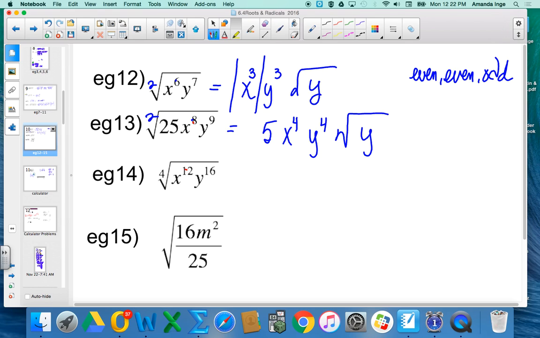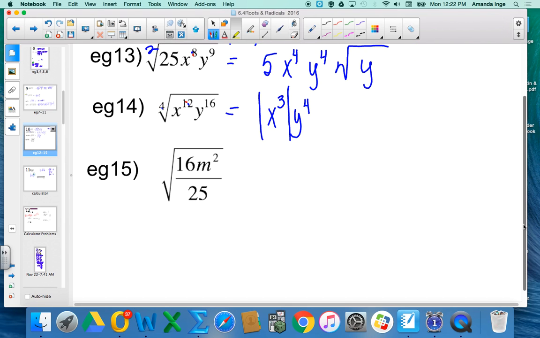On the next one, if I divide 4 into 12, I get 3. If I divide 4 into 16, I get 4. But this is even, odd. I need absolute value symbols.